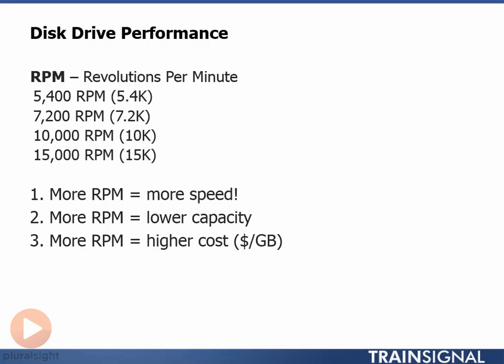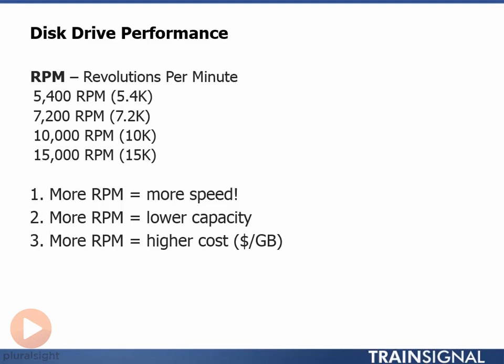And as for these 3 points we've mentioned, the converse is also true. Less RPM in a drive gives you less speed, a higher capacity, and a lower cost per gigabyte. Because we can buy drives ranging from 5,400 RPM to 15,000 RPM, there's a lot of scope for choice, and trade-offs do have to be made.